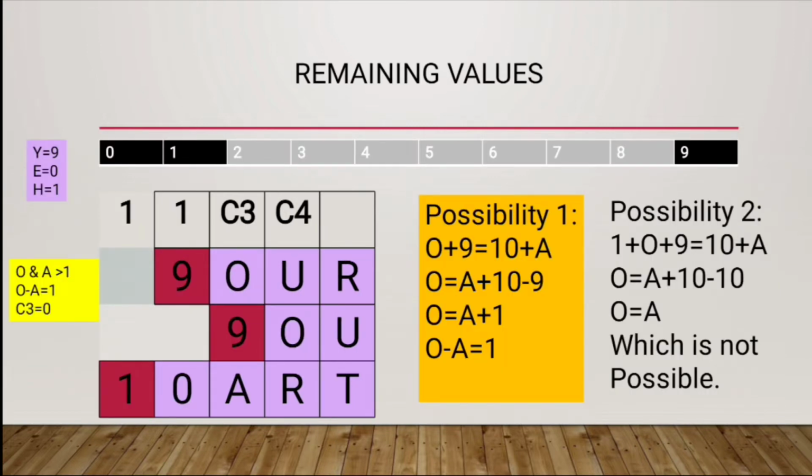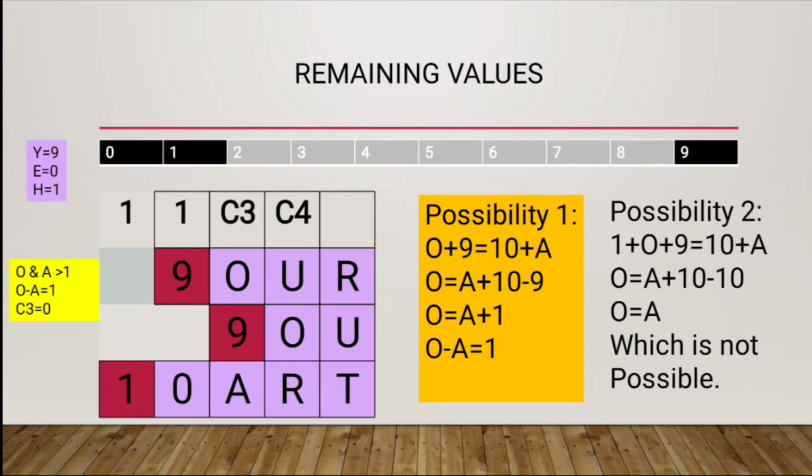Okay, next, I have introduced the list in the above diagrams. You can see 0 to 9 there. I have shaded with black the values that are taken. So Y is equal to 9 and E is equal to 0 and H is equal to 1, that I have shaded with black. Now the next thing that you are going to find is O plus 9 is equal to A.